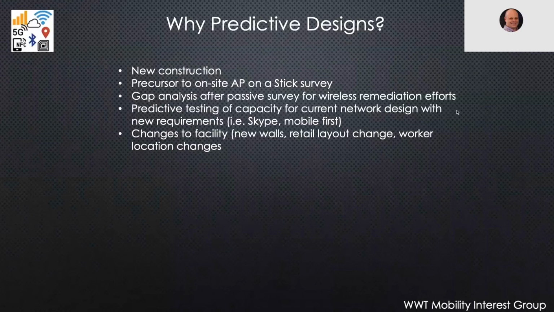The other thing is changes to the facility. I have an auditorium. Well, I'm not getting really good coverage in there. So, I can do a predictive to see, okay, I've got 400 devices in here. What do I need so I can hit the capacity to do a streaming session in that auditorium? Things like that. It helps to know what you're walking into and be prepared when you get there.